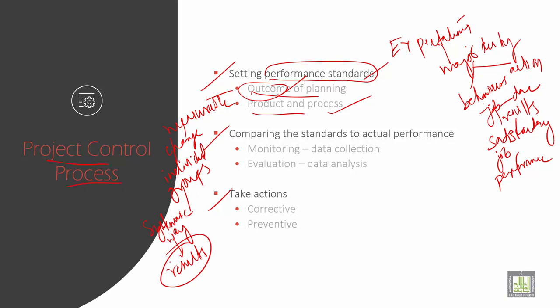Then we have product and process planning. What is a product? A product is a tangible deliverable that can be sold to the customers or used to fulfill the company's needs.